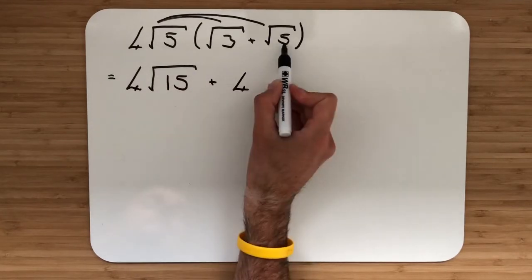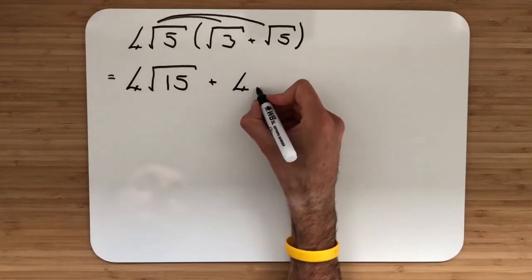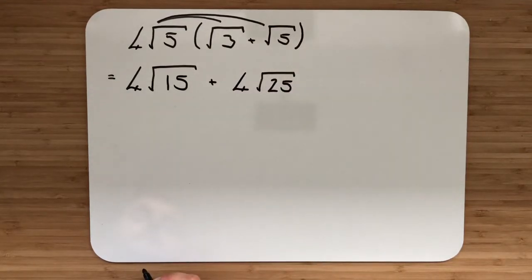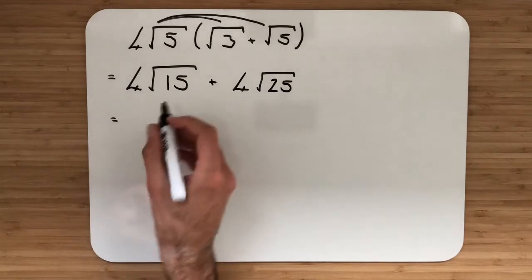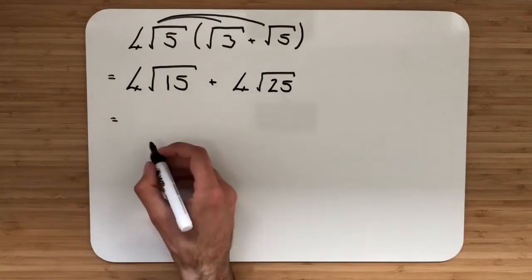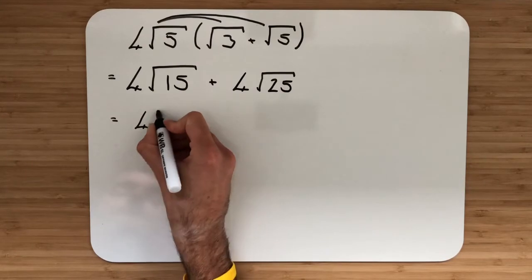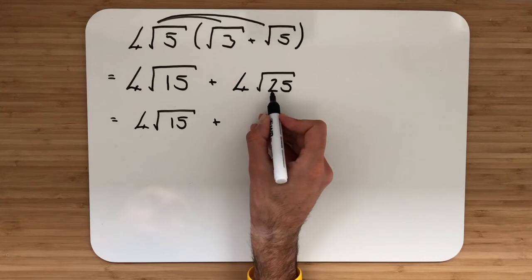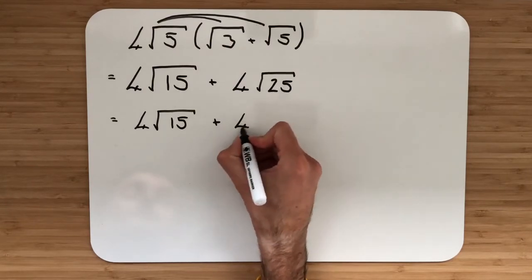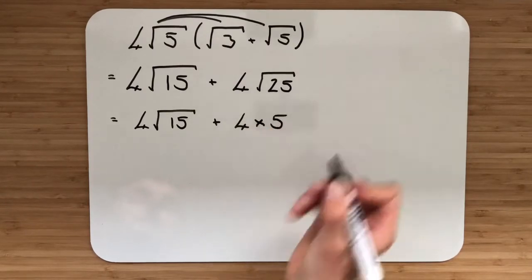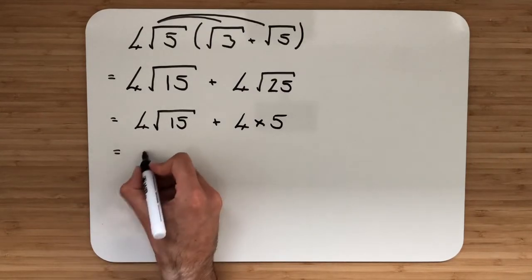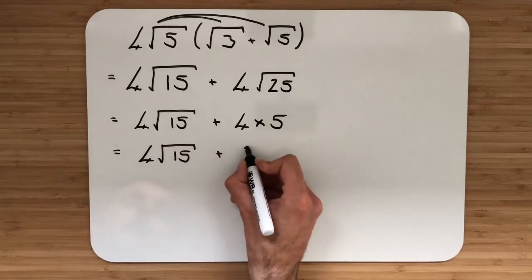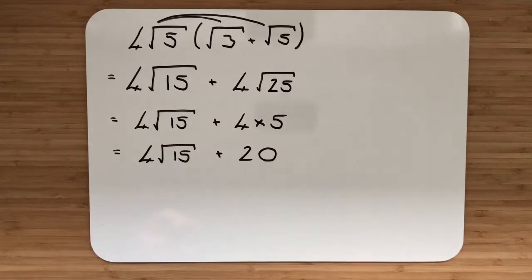Now root 5 multiplied by root 5, we can write that as root 25. Now let's see if we can simplify down at all. So root 15, we can't get a whole number answer for that, so I'm going to leave that as 4 root 15. We know that the square root of 25 is 5, so that's going to be 4 multiplied by 5. So my final answer is 4 root 15 adding 20.